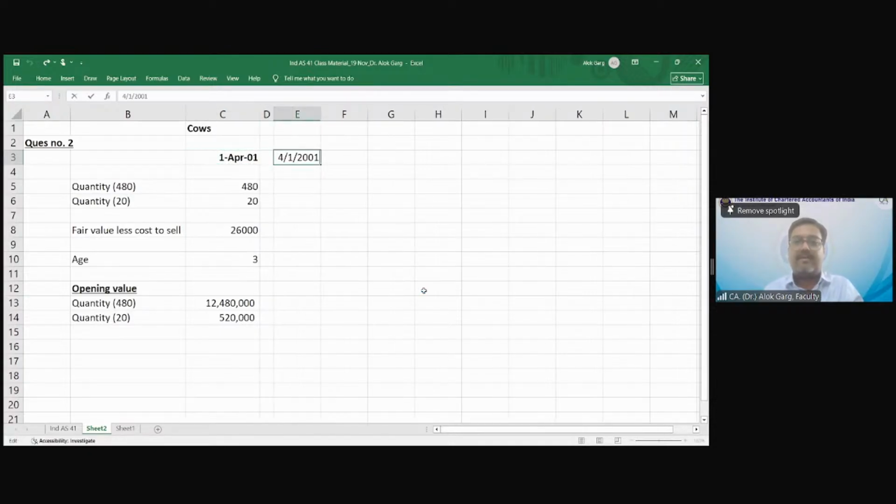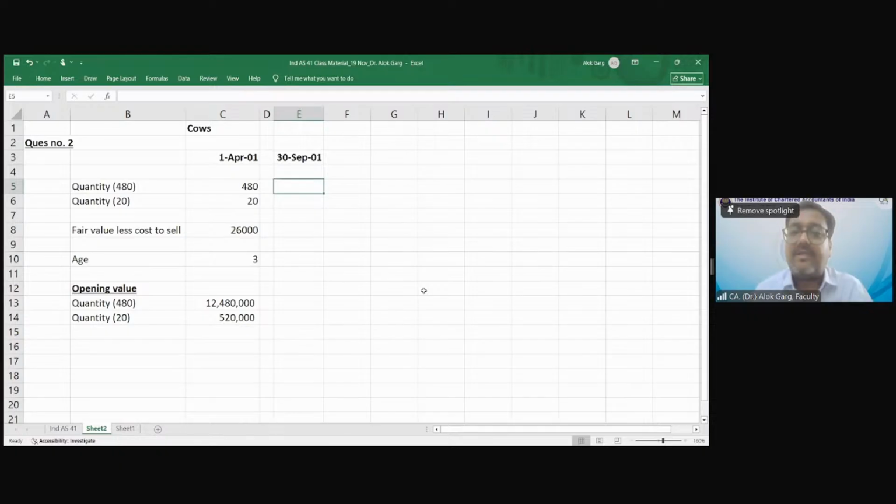Now on 30th September. I have done nothing. On 30th September, what happened? The cows died, right? These 20 cows have died on 30th September.